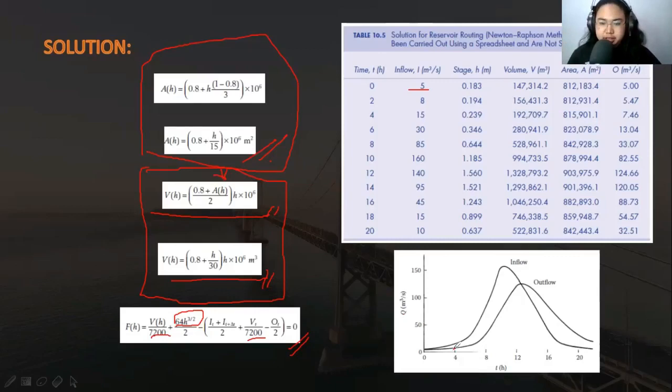Ito na, so kanina itong peak from this, yun siya ang tinatawag na attenuation, and ito naman to this is the translation.